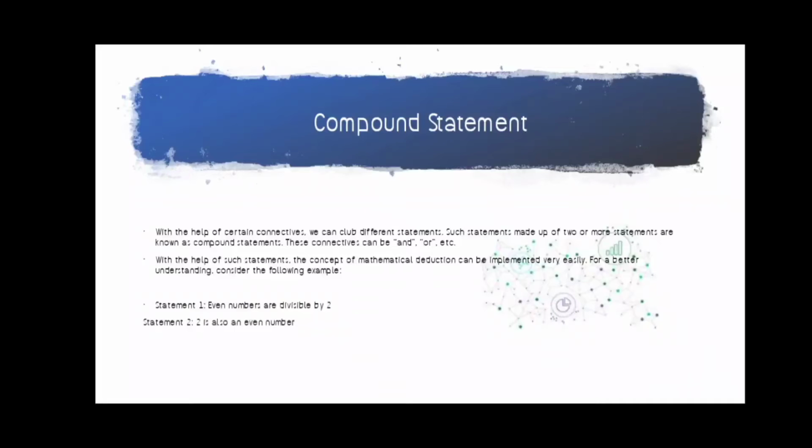Another example is: a triangle has 3 sides, and the sum of interior angles of a triangle is 180. A triangle has 3 sides is statement number 1, and statement number 2 is the sum of the interior angles of a triangle is 180. Both statements related to triangles are mathematically true. These two statements are connected using and.